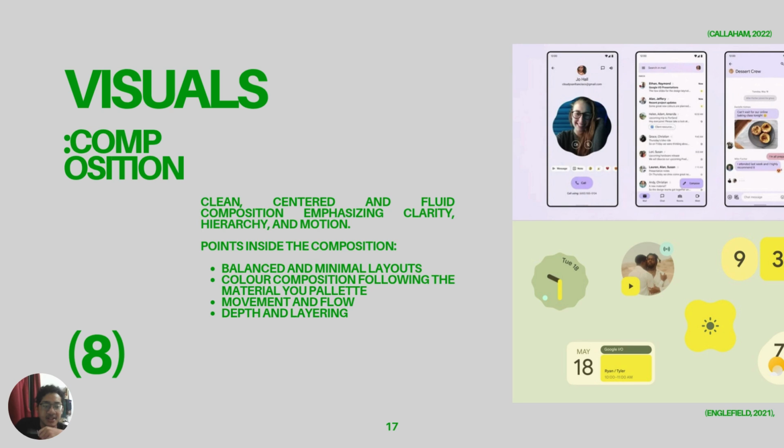So the last one is our visuals and composition. For the composition for this project, they use a very clean, centered, and fluid composition. They use this to emphasize clarity and balanced minimal layouts. And also color composition, such as mentioned before, that follows the Material You palette. And then they use very simple movement and flow and depth and layering in this project.